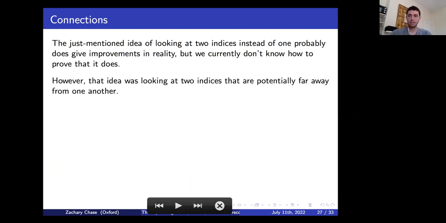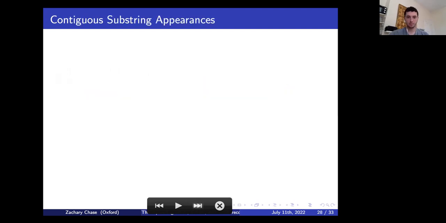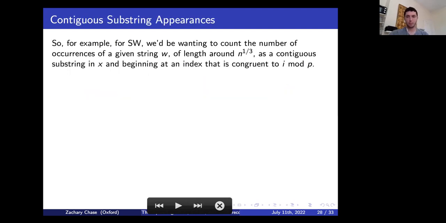Yeah, okay, so that idea was looking at two indices that are potentially far away from one another. What if we look at contiguous indices? It's easy to see that just looking at two contiguous indices won't be enough to get an improvement, so we have to look at many. For example, for the separating words problem, we'd want to count the number of occurrences of a given string W of length around n to the 1/3 as a contiguous substring in X, beginning at an index that's congruent to i mod p.